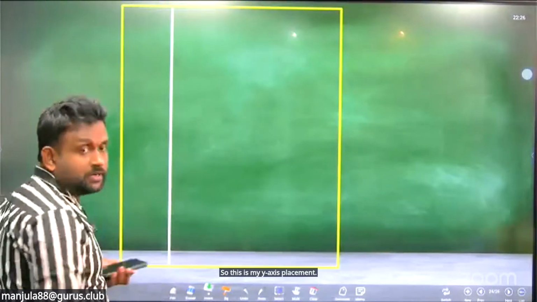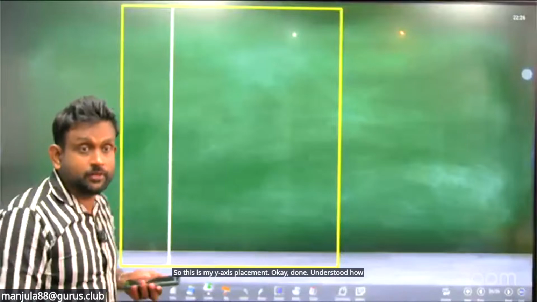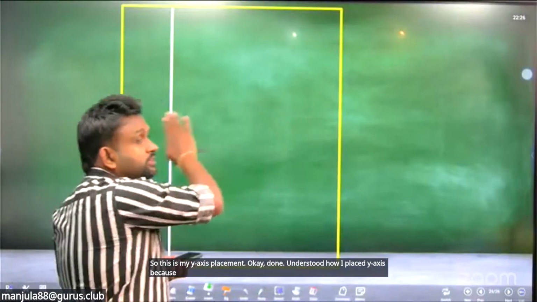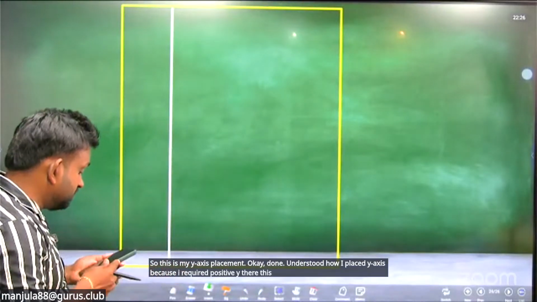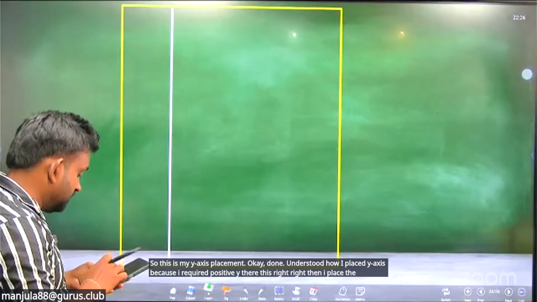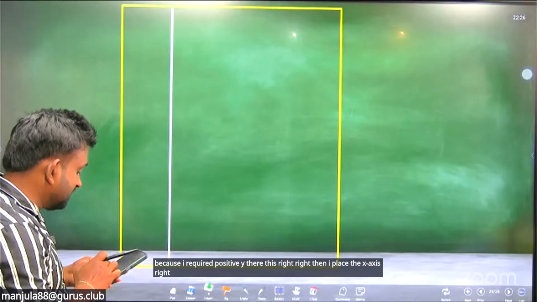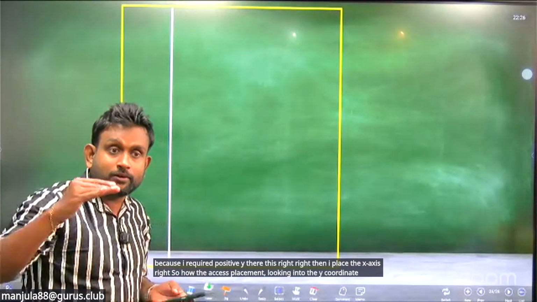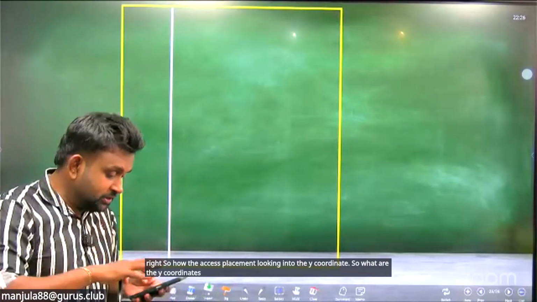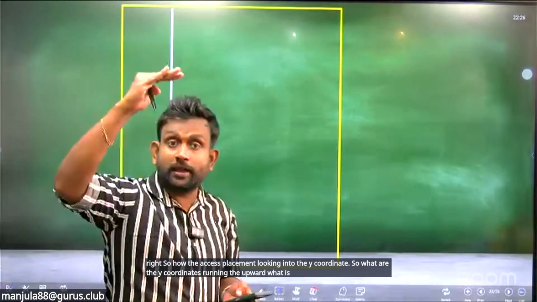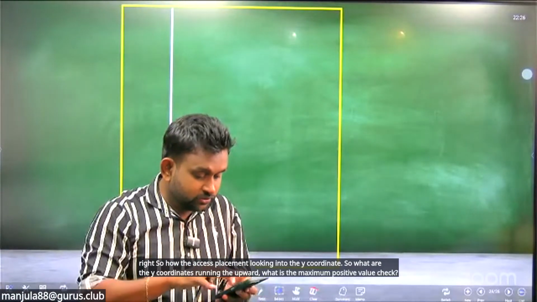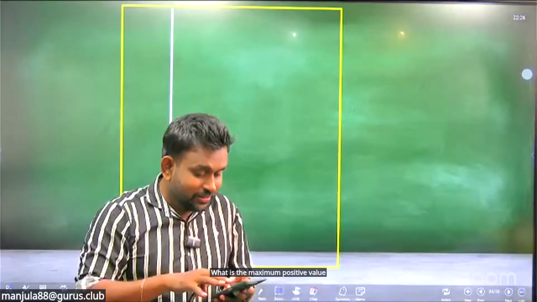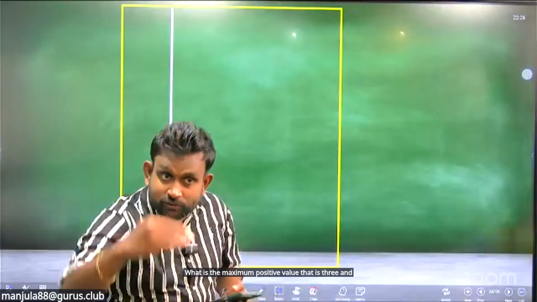Okay, done. Understood how I place the y-axis? Because I required +5 there. Then I place the x-axis. How is the x-axis placed? Looking into the y coordinates. What are the y coordinates running? Upward, what is the maximum positive value? Check. That is 3, and the negative value is -6.